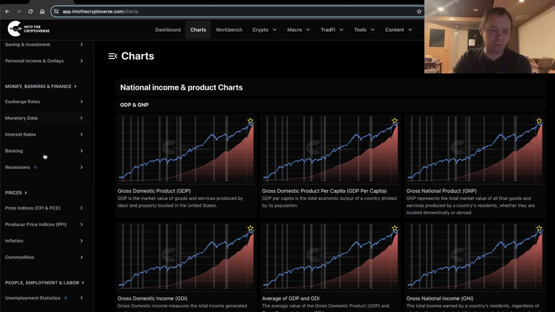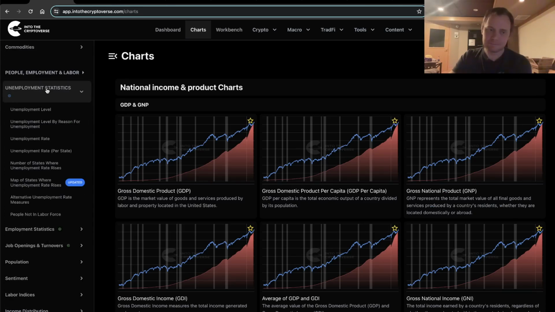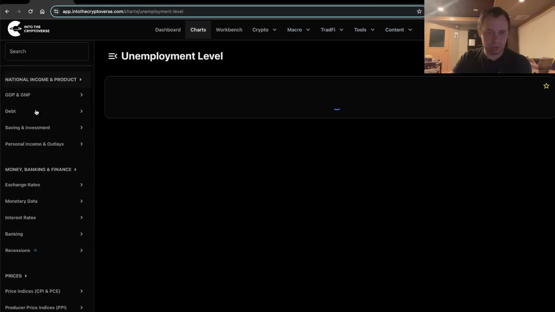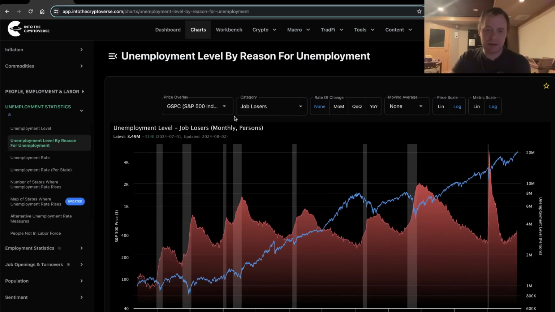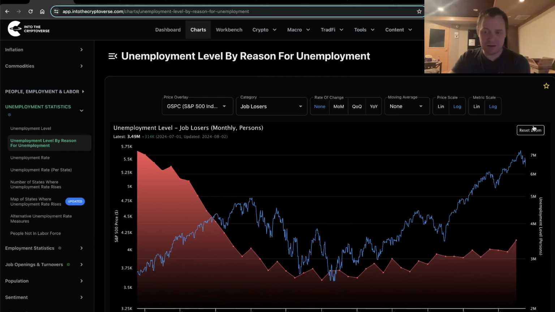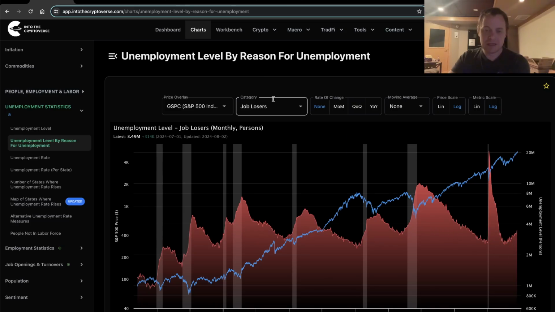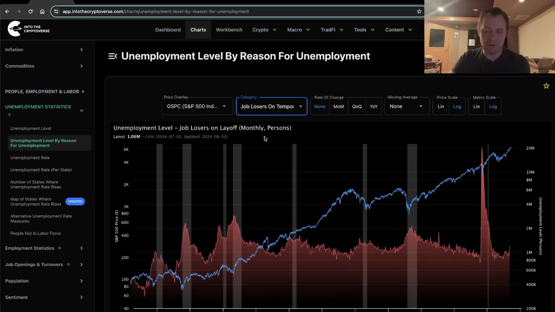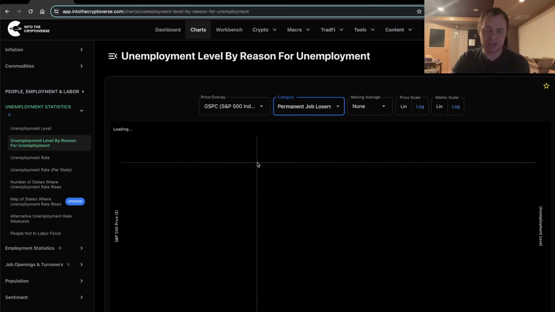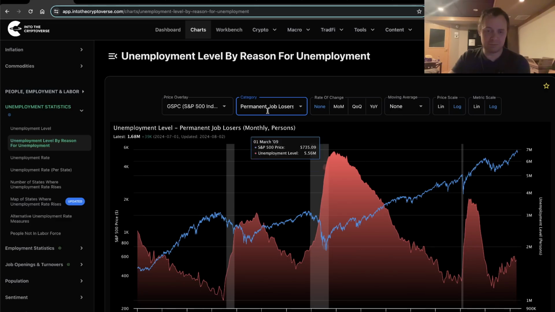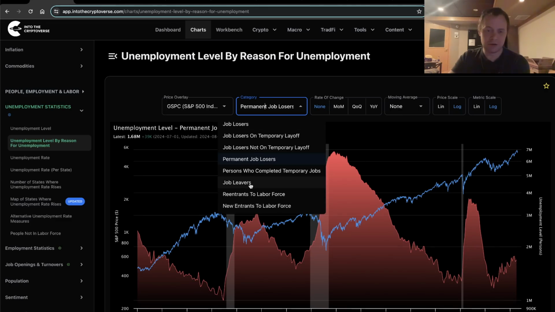But if we were to go through some of the data that came in, you have the unemployment level, and it is really starting to pick up here. Just take a look. Here's the unemployment level by reason. Job losers are starting to go up, the highest level we've seen in a while. We have job losers on temporary layoff, which shot up a lot recently. You've got permanent job losers, which hasn't really gone up a ton in the recent month or so.